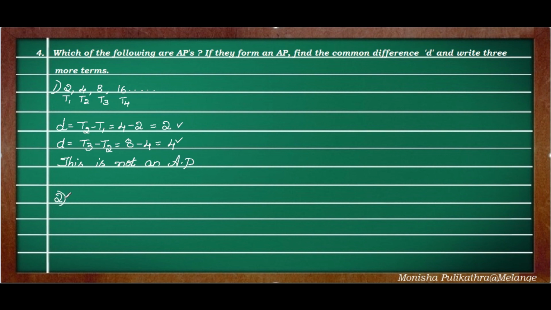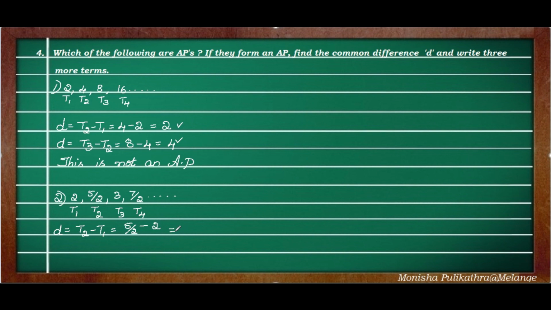Then moving on to the second problem. The second one is 2, 5 by 2, 3 and 7 by 2, etc. Here this is T1, T2, T3 and T4. We need to find out whether the sequence is in AP or not. So first we need to find the common difference, that is T2 minus T1. Here T2 is 5 by 2 and T1 is 2.